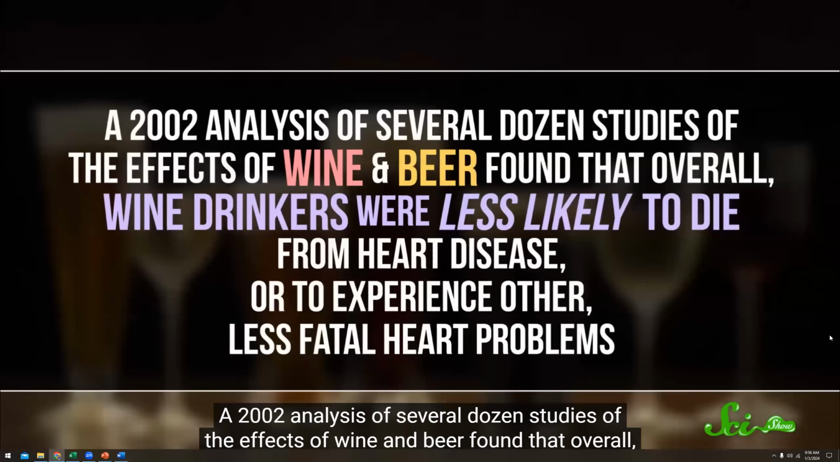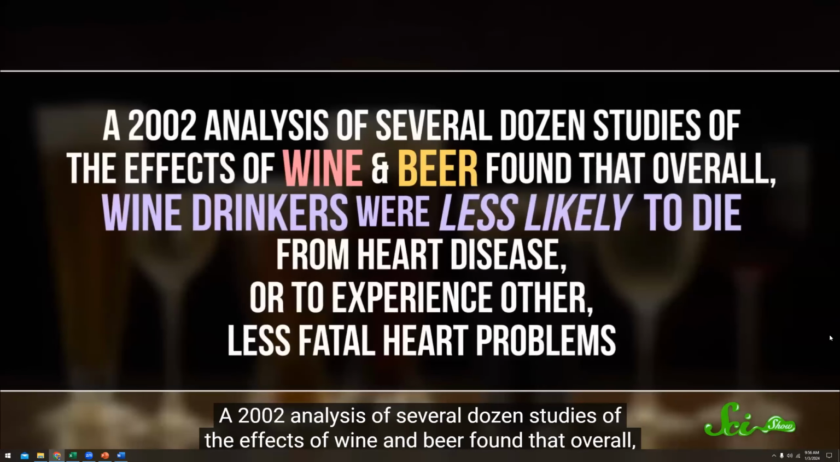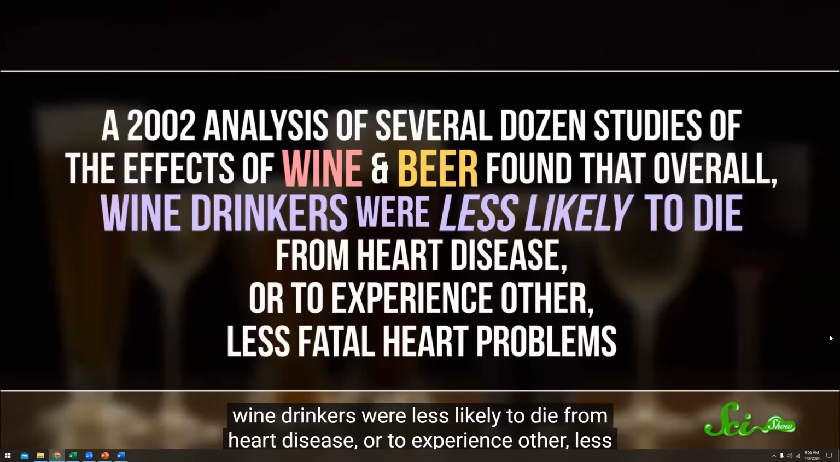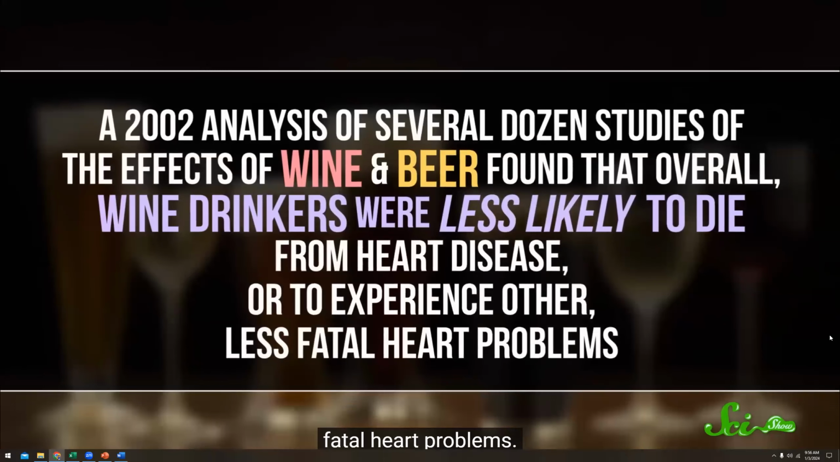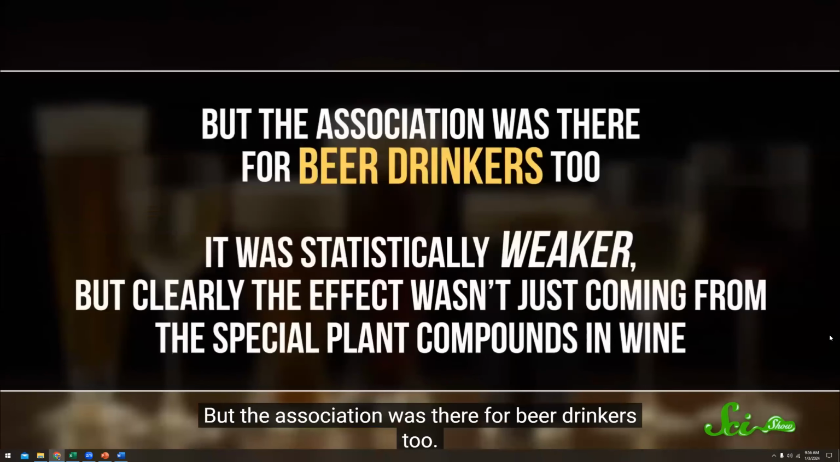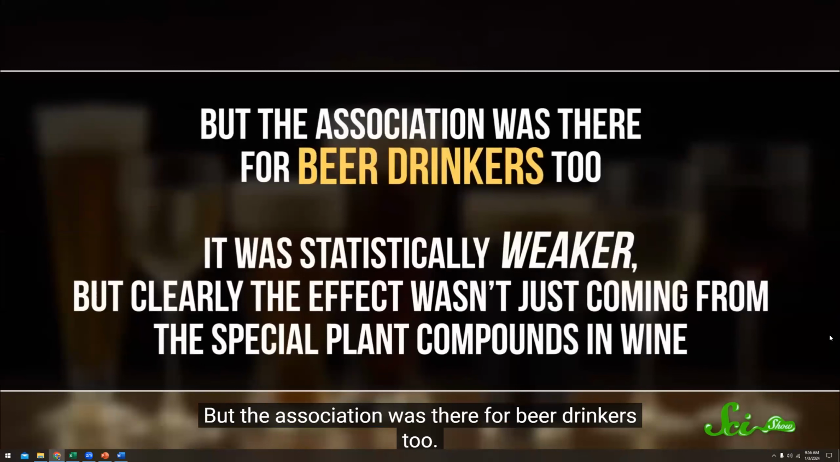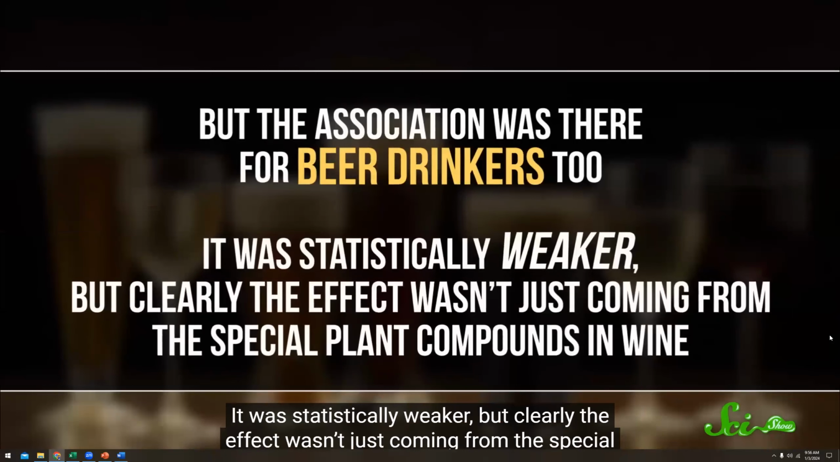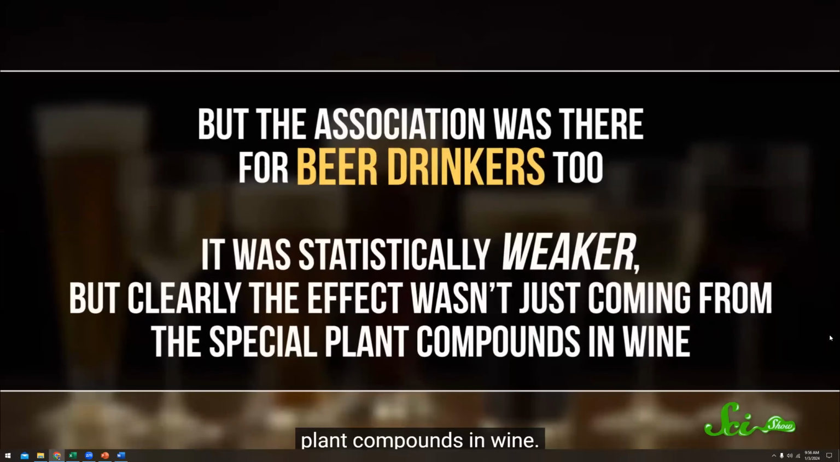A 2002 analysis of several dozen studies of the effects of wine and beer found that overall, wine drinkers were less likely to die from heart disease or to experience other, less fatal heart problems. But the association was there for beer drinkers too. It was statistically weaker, but clearly the effect wasn't just coming from the special plant compounds in wine.